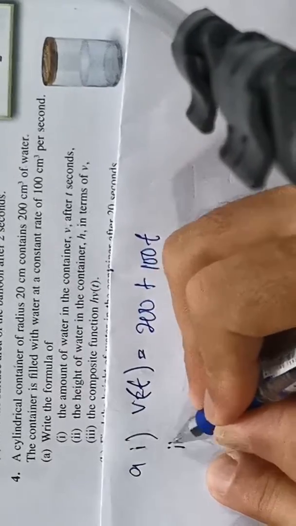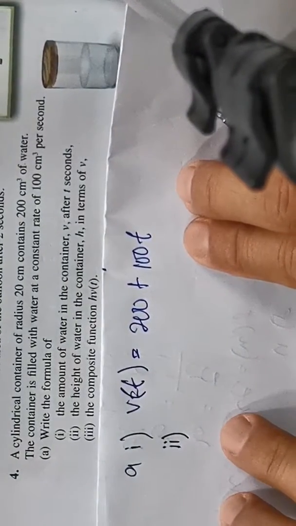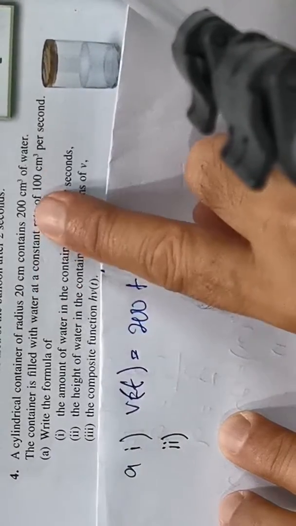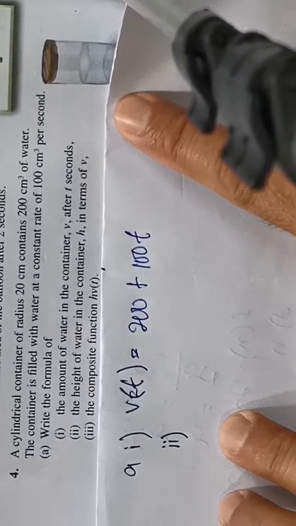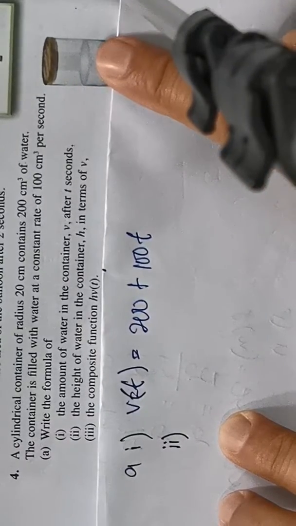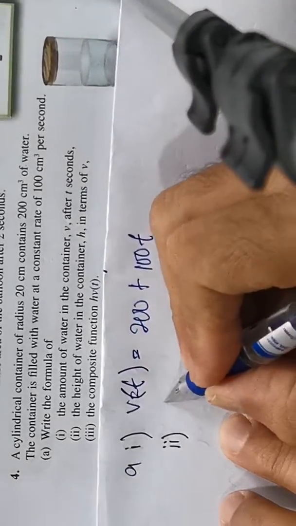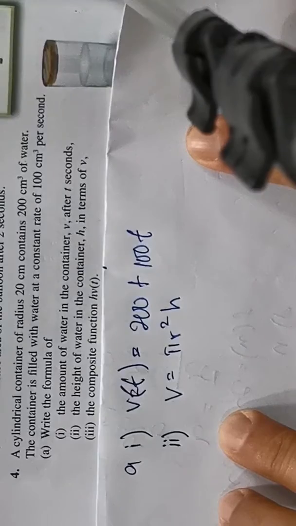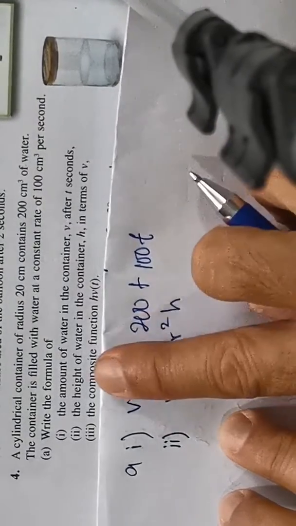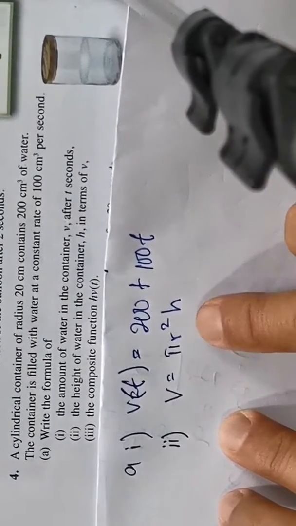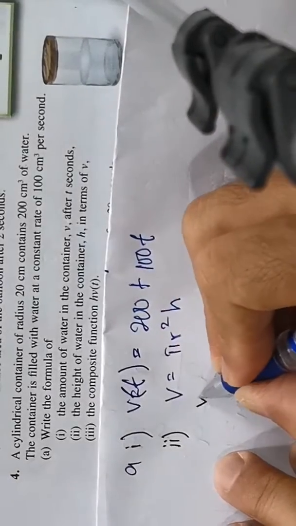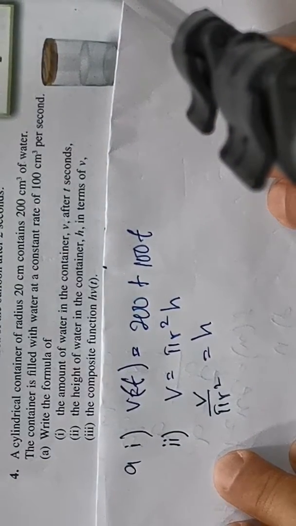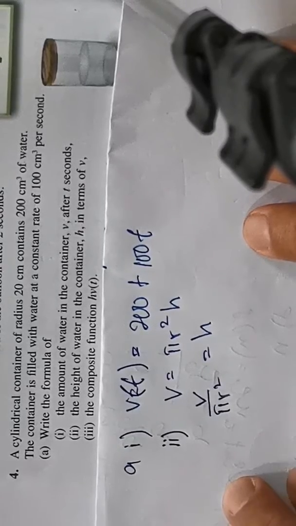then A2, the height of water in the container H in terms of V. According to this formula, we know that in order to calculate the volume of water in the container, V equals pi r squared H. Okay, and so what we have to do, because the height of the container is in terms of V, you just move pi r squared to the other side, so V over pi r squared equals H. Alright, so that's all for A2.